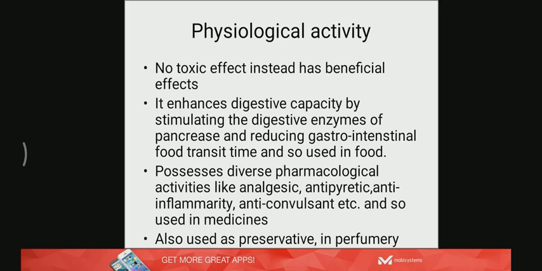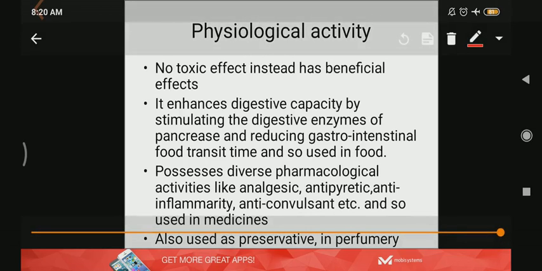And also it is an inevitable part of Ayurvedic medicines, you know. Another point is that it possesses diverse pharmacological activities like analgesic, antipyretic, anti-inflammatory, anticonvulsant properties, etc. And so it is widely used in medicines, especially Ayurvedic medicines. And also it is used as a preservative and also used in perfumery. So that's all about alkaloids.